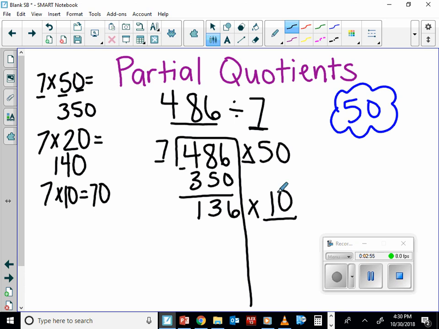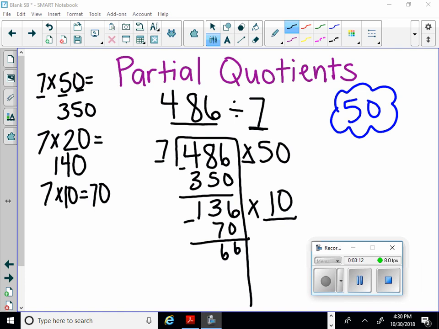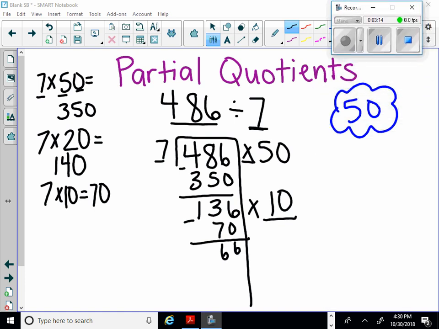7 times 10, again, is 70. I have to write smaller. And subtract, 6 minus 0 is 6. 13 minus 7, 7, 8, 9, 10, 11, 12, 13 equals 66. I'm still a finger user even after all these years. Okay, so I have 66 left. All right, move that out of the way.